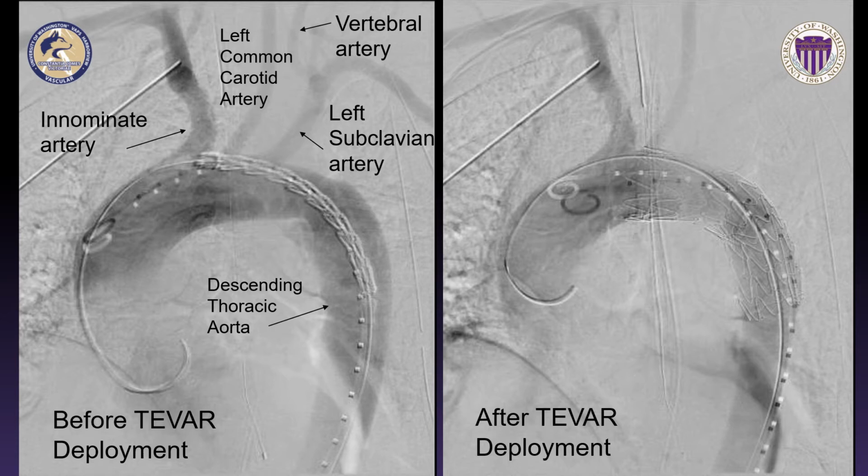Now one thing you may be wondering is that it looks like we've covered the subclavian artery on the left, and this is true. Frequently this is something we have to do in order to achieve what we call a landing zone or a seal zone, and that actually takes out the left subclavian artery at its origin. So then you ask, well, what about the left subclavian artery? What do you do with it?